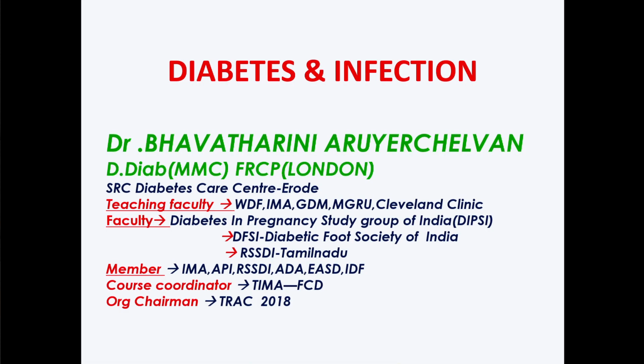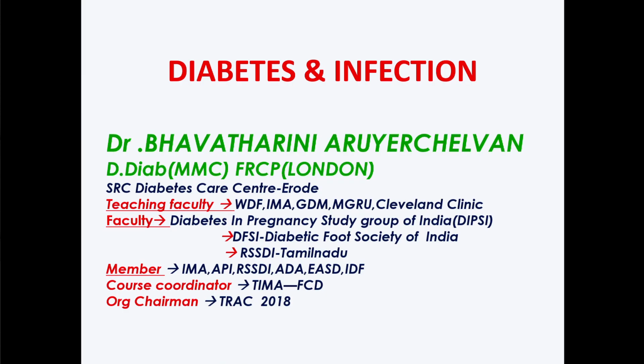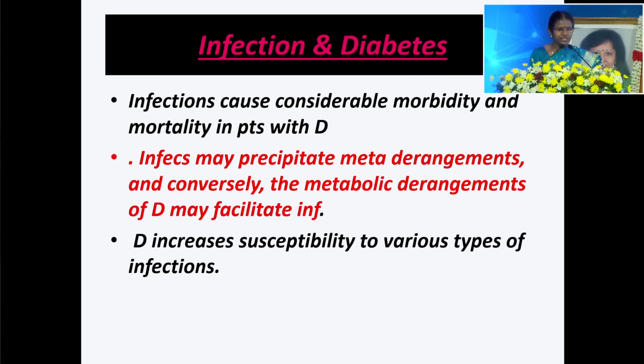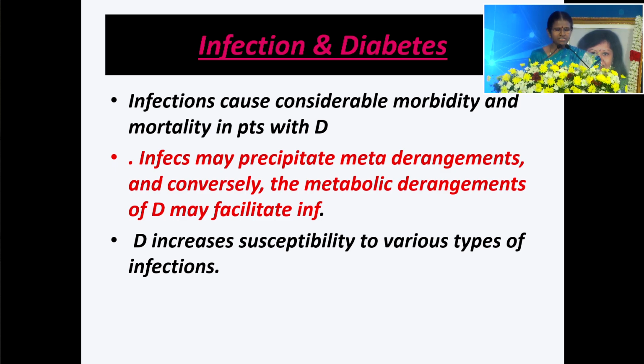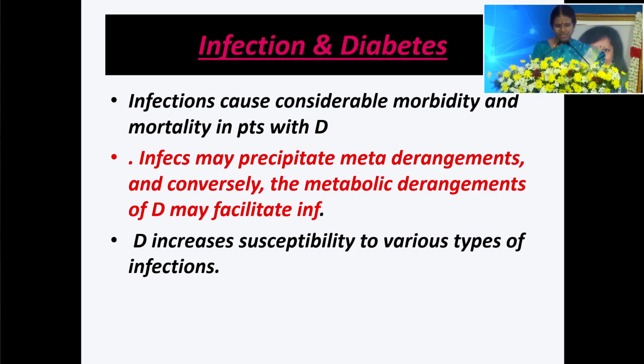And you all know there is a more important link between diabetes and infection. Many a times you diagnose diabetes because of some infections, and also the infection triggering diabetic ketosis or ketoacidosis. This you would have come across many a times. Coming to diabetes and infection, infection causes considerable morbidity and mortality in patients with diabetes, and this may precipitate metabolic derangements, and conversely the metabolic derangements again aggravate the infection.